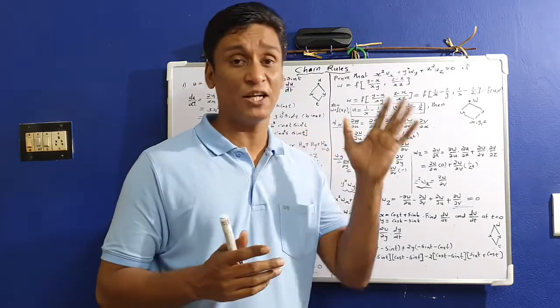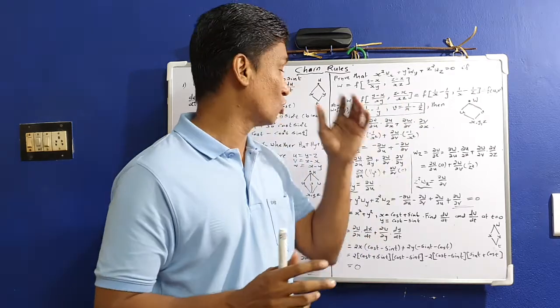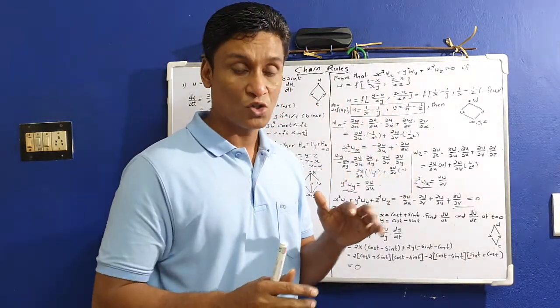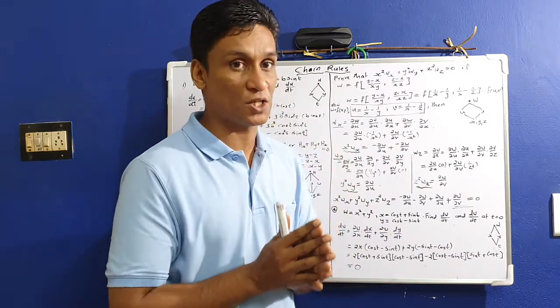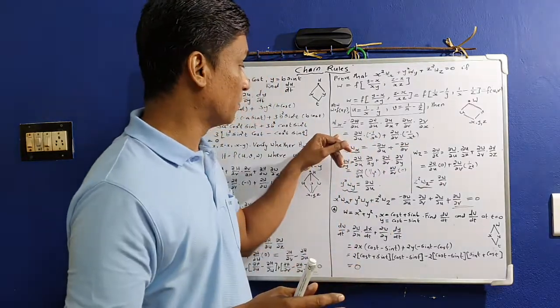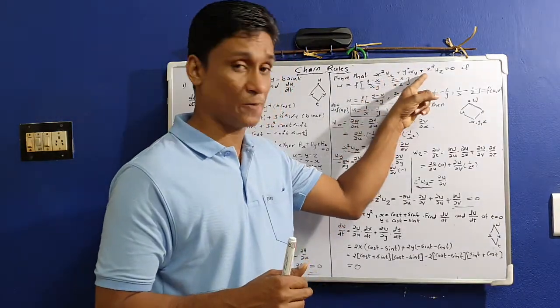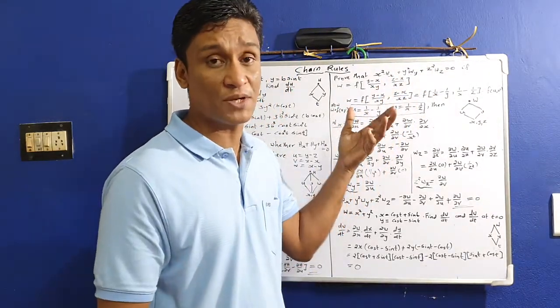So definitely we will have three partial derivatives, that is dou w by dou x, dou w by dou y and dou w by dou z. So first of all we have to find those three partial derivatives. Then we have to substitute those values in this expression and verify whether the sum is 0 or not.